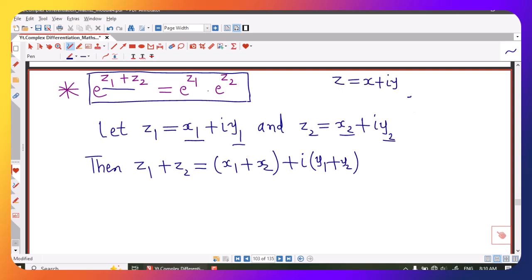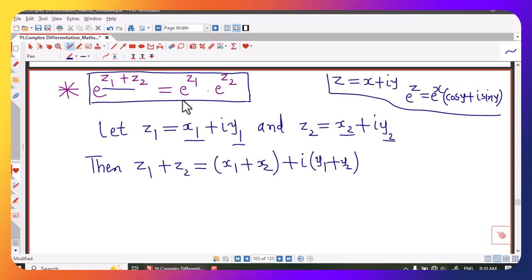And we will remember this definition that if z is x plus iy, then e raised to z is given by e raised to real part of z into cosine of imaginary part plus i sin of imaginary part. This we will use here. This is the definition of complex exponential function.